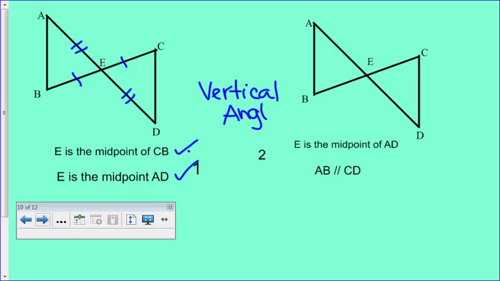Okay? So you don't have to be told in the given, but you can always mark our vertical angles just like so. So are these two triangles congruent? Yes, by side, angle, side. Side, angle, side. Okay? The last one on here is E is the midpoint of AD, so we're marking that, but it's not the midpoint of the other, so we can't mark both.